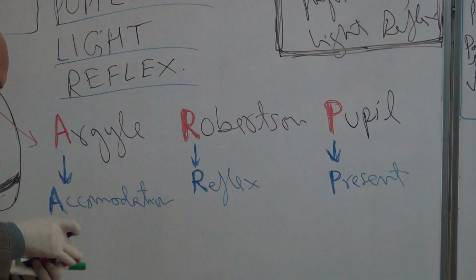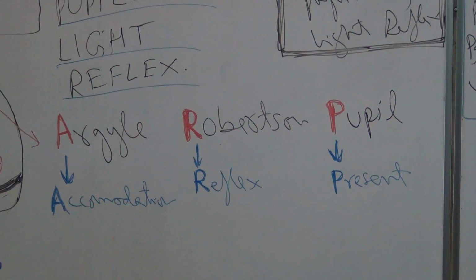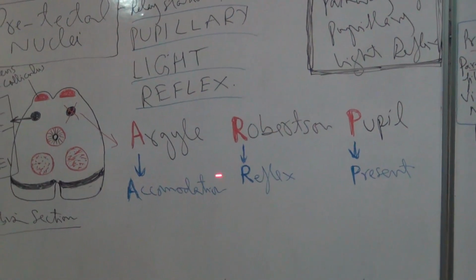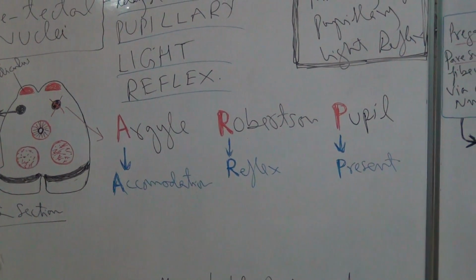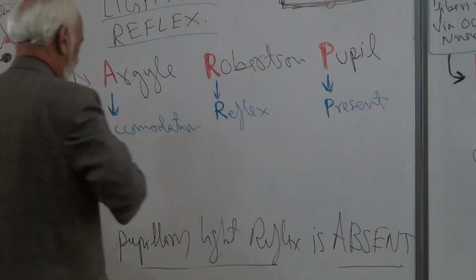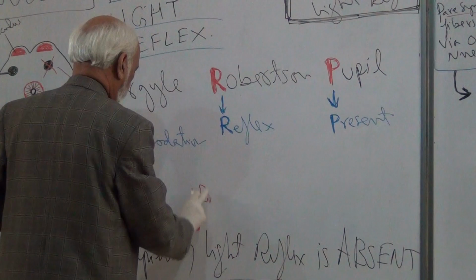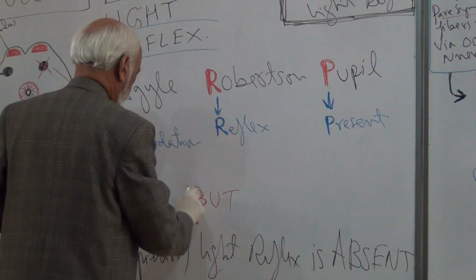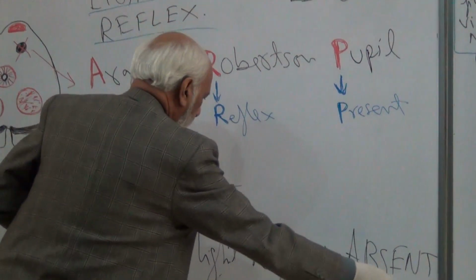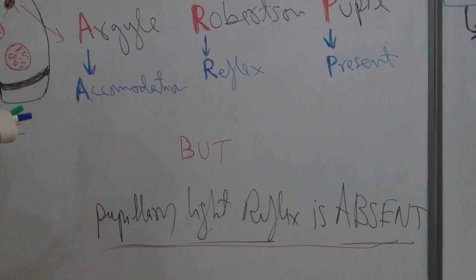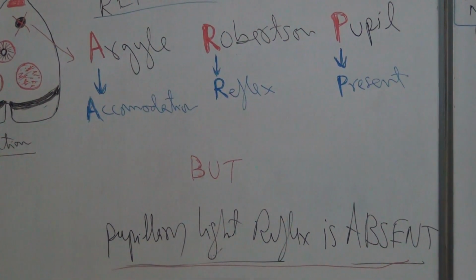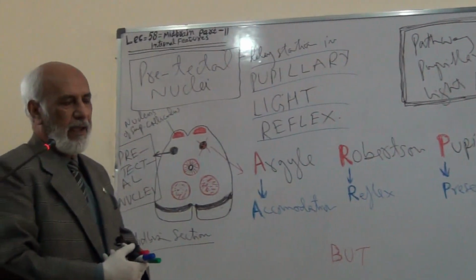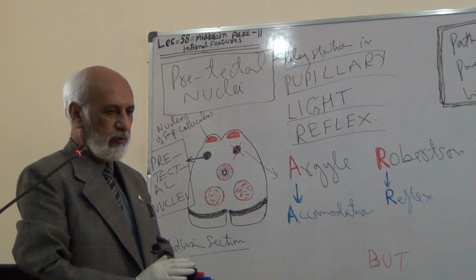So how will you explain it? In Argyll-Robertson pupil, the accommodation reflex is present, but the pupillary light reflex is absent. So this was about the pupillary light reflex, its pathway, and a condition related to it.